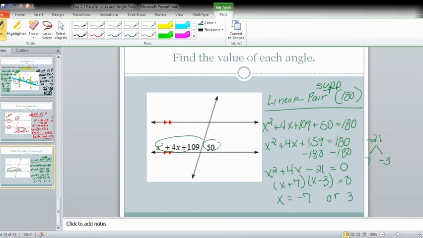If I plug in negative 7, that solution will work. If I plug in positive 3, that solution will work. So both of my answers will work in my equation.